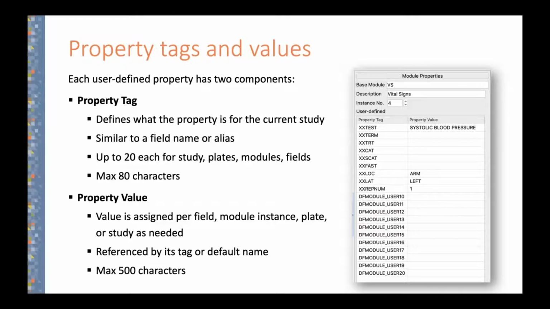And so you can see in the screenshot on the right, the property tag is the column on the left, and the property value is the one on the right. The property value is assigned per field, per module instance, per plate, and per study as needed. So you don't have to apply a property value on every single field, every single module. You just add them in as you need them. And you reference these values by using the tag or by using the default name. And there's a maximum of 500 characters for the property value.